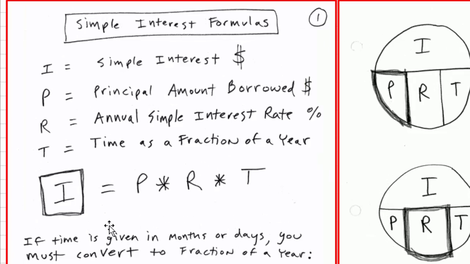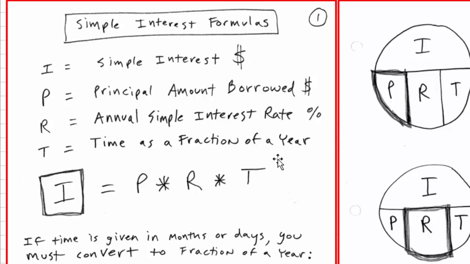We have our one basic simple interest formula. The simple interest is calculated by taking the principal times the rate times the time. Now, I, that's simple interest in dollars. That's that amount right there. P, that's going to be our principal amount borrowed in dollars. That's it right there. R, it is going to be an annual simple interest rate percentage. There's the R. T, time, and it's always going to be this T right here, time as a fraction of a year.